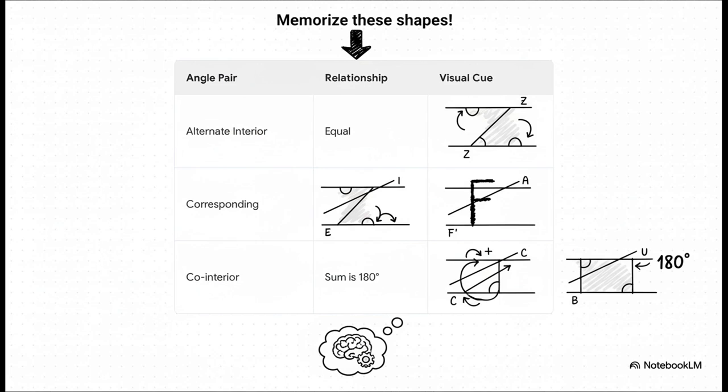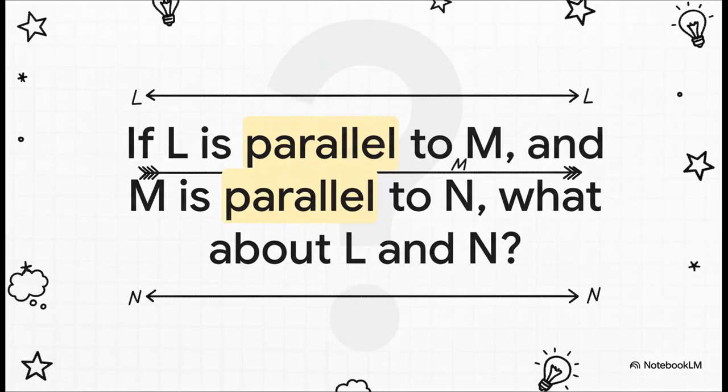Seriously, just look for the shapes. If you can spot a Z shape, the angles inside the corners, the alternate interior angles, are equal. If you see an F shape, the corresponding angles are equal. And if you see a C or a U shape, those co-interior angles add up to 180. The key is to just look for the Z, the F, and the C. It's a game changer.